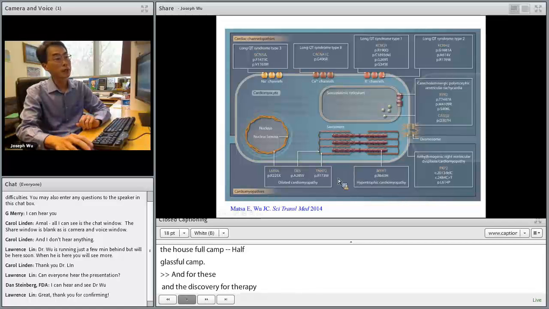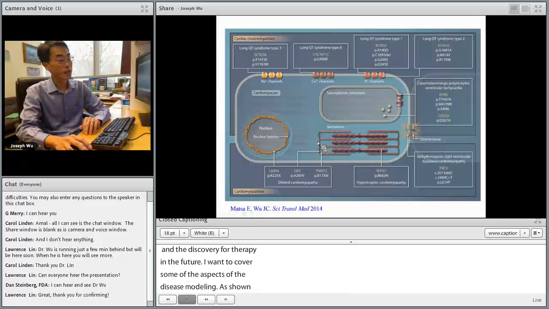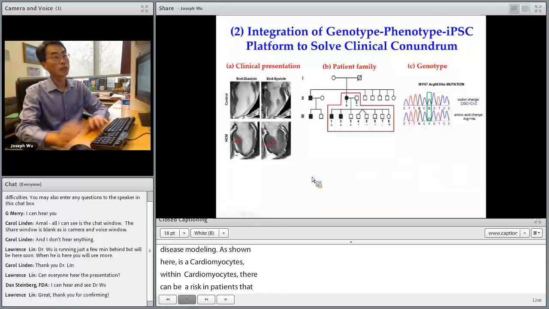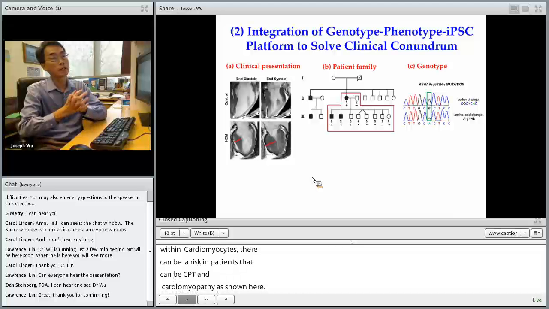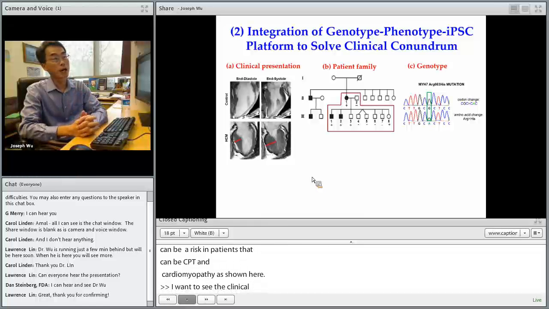Shown here is a cardiomyocyte, and within the cardiomyocyte, there could be various mutations that could happen to our patients. For example, long QT disease here, CPVT, ARVD, hypertrophic cardiomyopathy, and dilated cardiomyopathy as shown here. Now, I want to give you a clinical context here. The clinical context is trying to use this integration of a genotype-phenotype iPSC platform to solve a clinical conundrum.